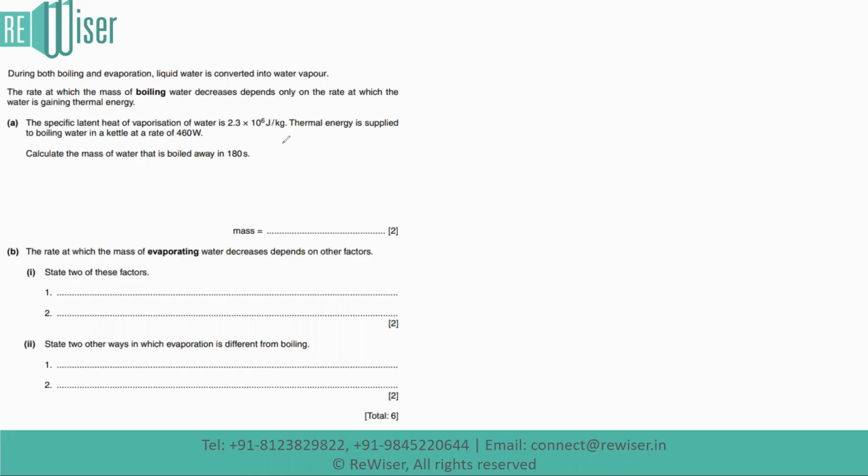Now, we know that the amount of energy required to change the state is given by the formula Q equals M times L, where M is the mass, Q is the amount of energy supplied, L is the latent heat. Here, mass is supposed to be found out, latent heat is given, Q is not given, but Q is given indirectly in terms of power and time. Energy, power, and time are related by the formula Q over T is equal to power, or Q equals power times time.